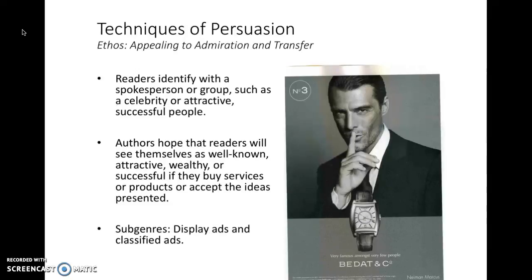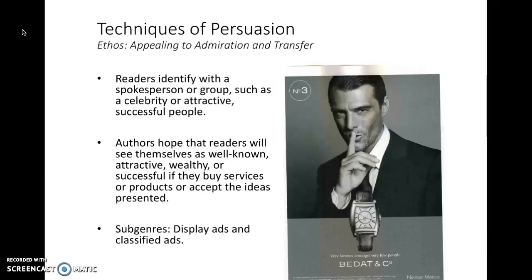Another technique of persuasion is ethos. That's appealing to admiration and transfer. So you'll see a lot of this with display ads, classified ads. You might see a very attractive person selling you a particular thing and wanting to be similar to that person. You might be persuaded to buy that certain thing.